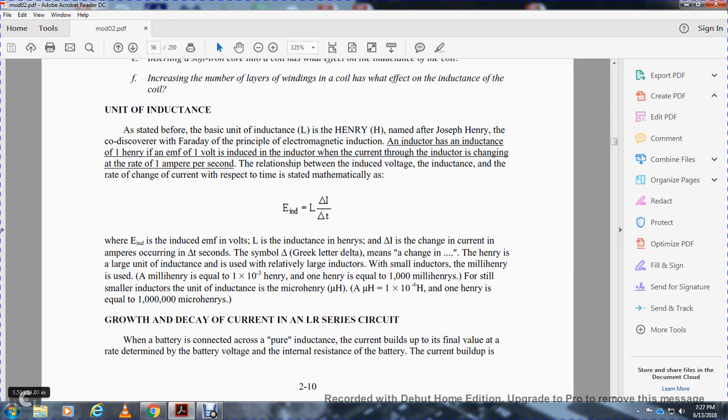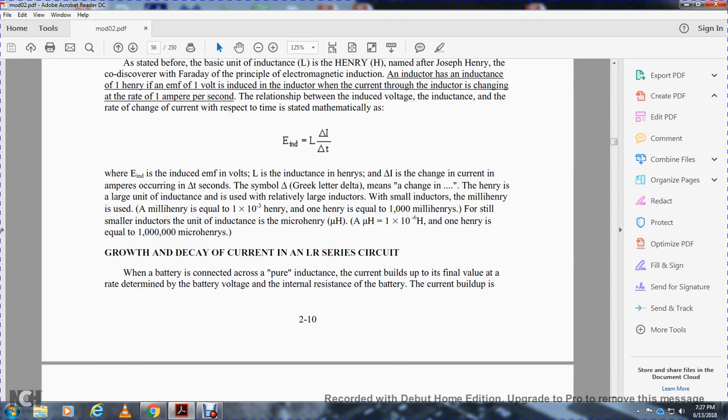Alright, growth and decay of the current in the Henry series circuit. When the battery is connected to a pure inductance, the current builds up to the final value at a rate determined by the battery voltage and the internal resistance of the battery.